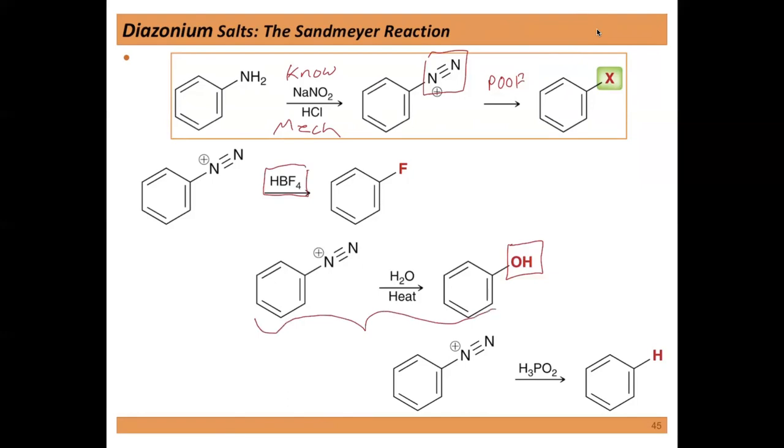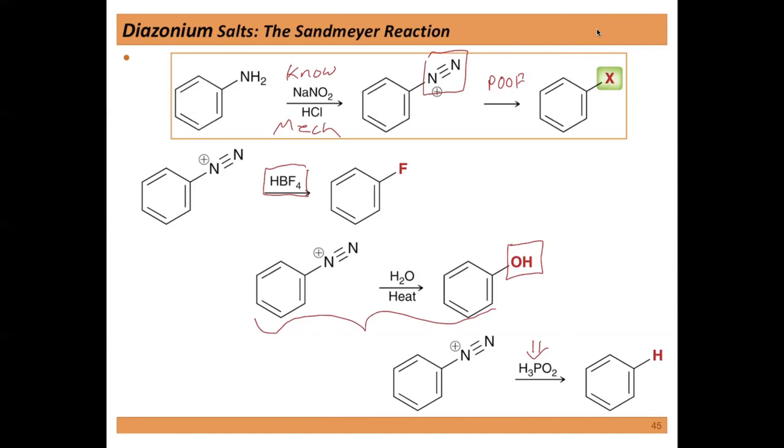And then finally, you can take a diazonium salt, you can take H3PO2, and you can actually just make that diazonium disappear. You may wonder, well, why would I go through all the work of putting a nitrogen on there, making the diazonium, and then making it disappear? And sometimes you need it for directing effects. So sometimes you need that nitrogen to direct, and then you just want to make it appear or disappear. So we have that option.